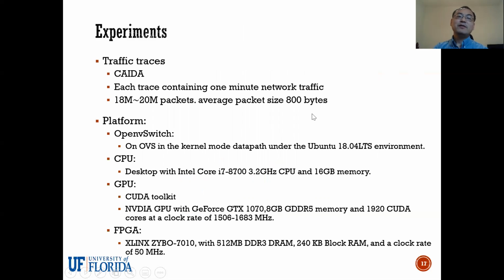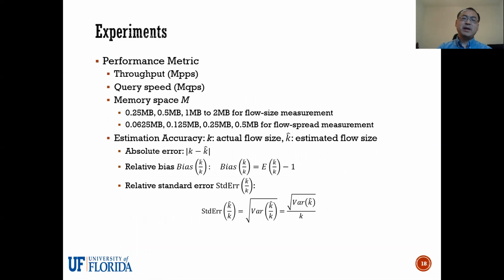The experiments. The traffic traces we use are downloaded from CAIDA. Each trace contains 1 minute of network traffic. And we implement the proposed sketches on 4 platforms. One is OpenVSwitch. The other is a standalone software implementation using a CPU or on the GPU platform. And the hardware implementation based on FPGA. The experiment metrics we use include the online recording throughput in millions of packets per second, the offline query speed in millions of queries per second, the memory space used by these sketches, and estimation accuracy.